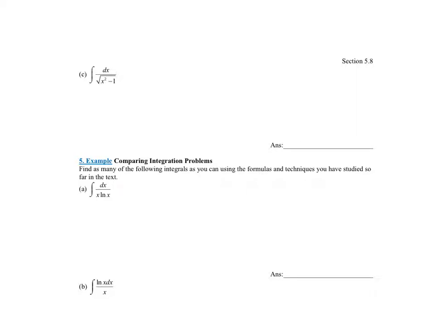Let's look at part C here. Part C says the integral of dx over the square root of x squared minus 1. Again, in part A, we used the inverse trig substitution. We couldn't use that here because we don't have that x in the denominator. In part B, we used u substitution because we had the x in the numerator and we knew that it would simplify out.